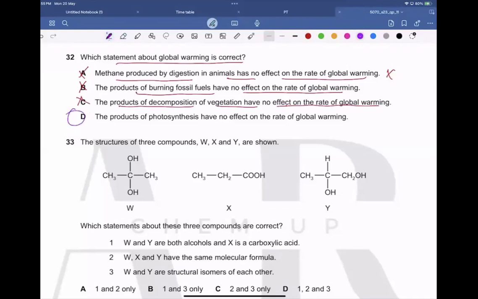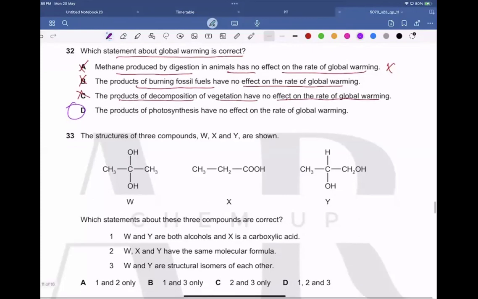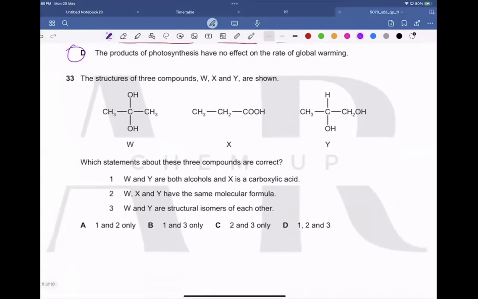The product of photosynthesis has no effect on the rate of global warming. Yes, it's correct because it forms oxygen and glucose. Glucose is used as food in a plant, and oxygen is the gas used for respiration. So these do not affect the rate of global warming. Okay, now I think from here you are getting the organic questions, all of them.